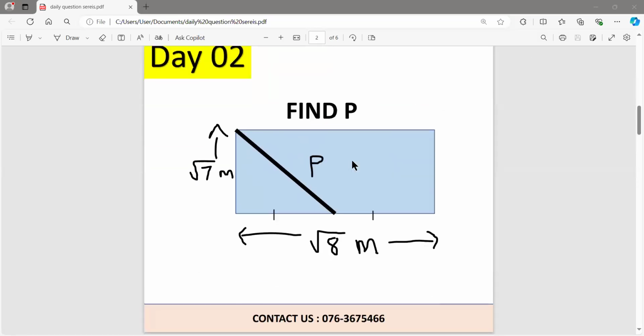Let's move to this question. Now you can see these are the two midpoints of this rectangle. Therefore, this is root 8, which means this side should be root 8 divided by 2. Root 8 divided by 2 you can't write as root 4. So if you apply the Pythagoras theorem for this, because this is a 90-degree triangle, right? This is 90 degrees, right? Therefore, you can apply Pythagoras for this.